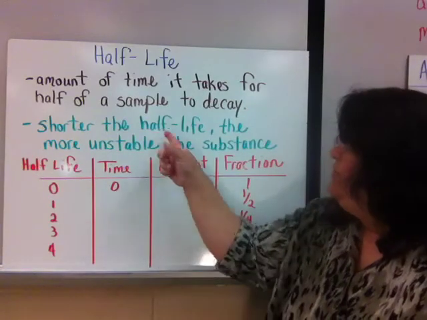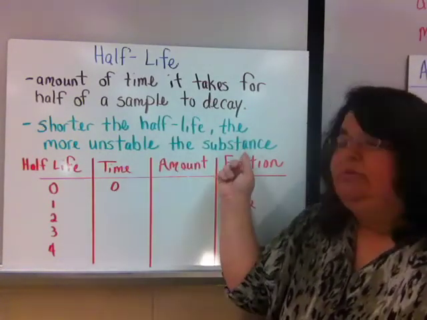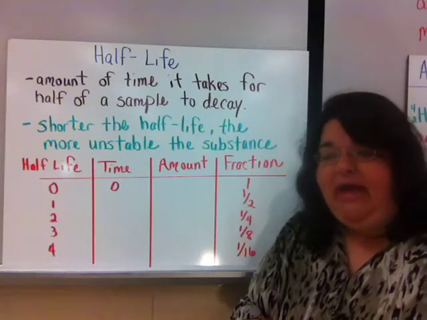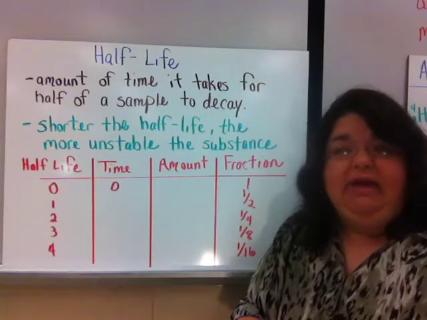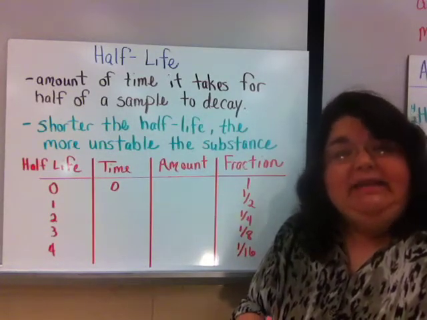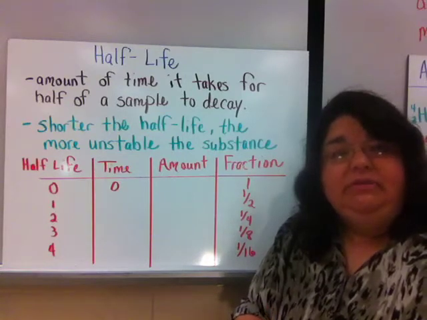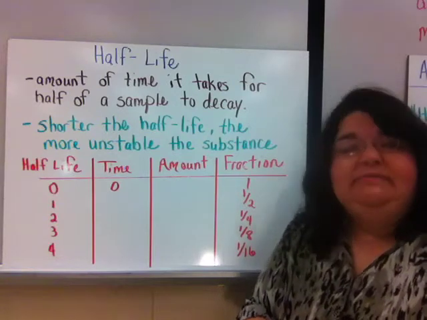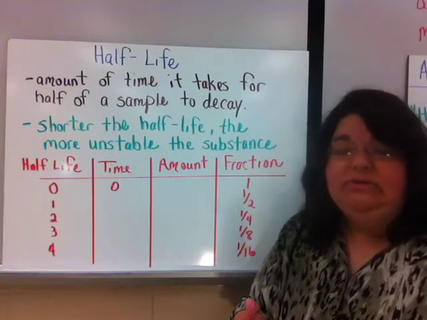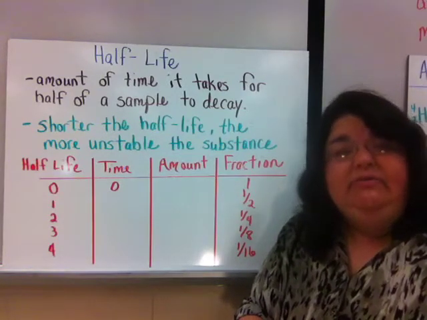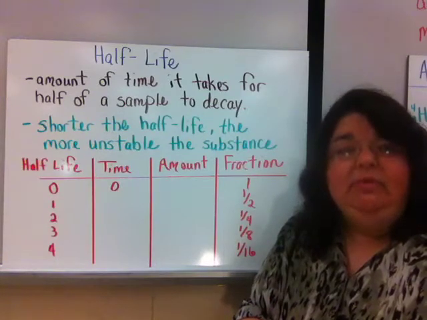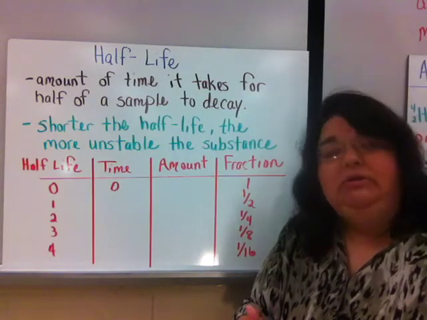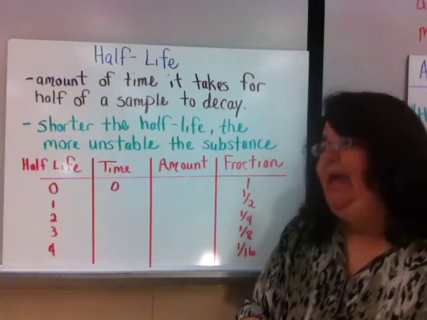Now, the shorter the half-life, the more unstable the substance is. So if I have a substance whose half-life is 3 seconds, I know that that is a very volatile substance. It's very radioactive and unstable. But if I have something whose half-life is 14,000 years, then I know that that's a very stable substance, and it takes a long time for it to decay.